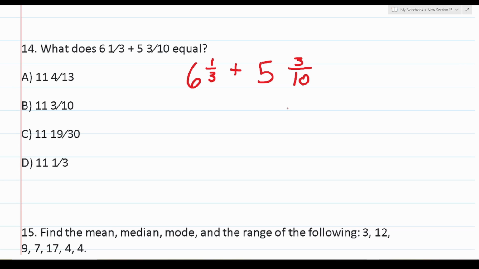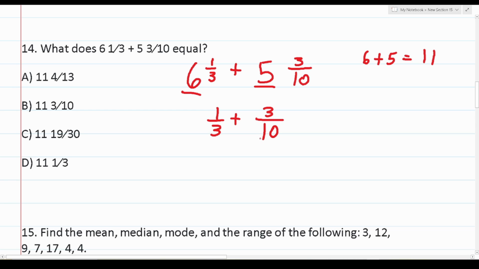But that said, for this one, it's going to be easier to add the whole numbers, notably 6 and 5. Again, 6 plus 5 is 11. And then add the fractions separately. So we have, as you can see, 1/3 plus 3/10.